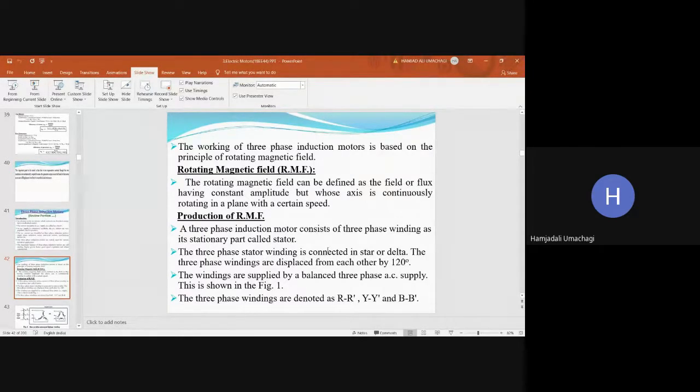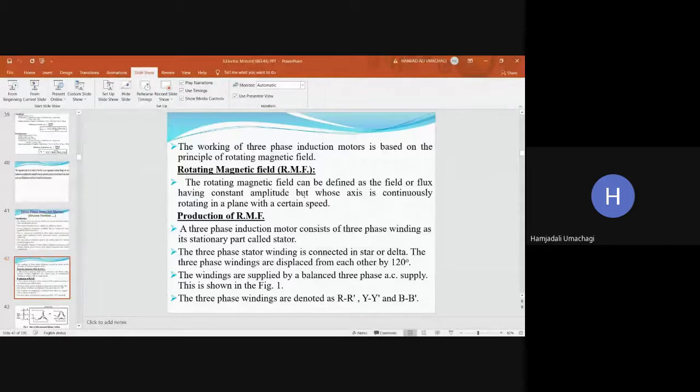The rotating magnetic field can be defined as the field or flux having constant amplitude but whose axis is continuously rotating in a plane with a certain speed. So what is the characteristic of the rotating magnetic field? The flux given by each of the windings, R phase, Y phase, B phase, is of constant amplitude, and all the time it rotates at a constant speed. This is the rotating magnetic field with which the motor rotates.